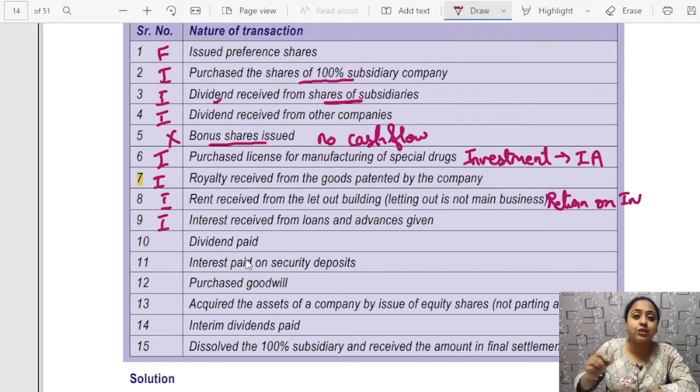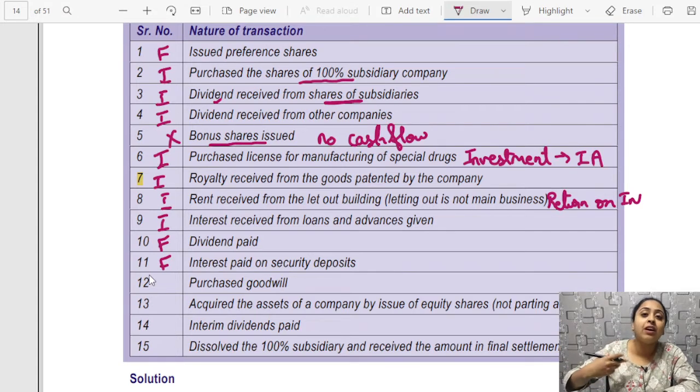Dividend paid means you have issued shares. This was a financing activity on which you are paying dividends. This is your financing activity. Interest paid on security deposit. Okay, this is also your financing activity. You are paying out dividend, you are paying out interest. This is always financing activity.